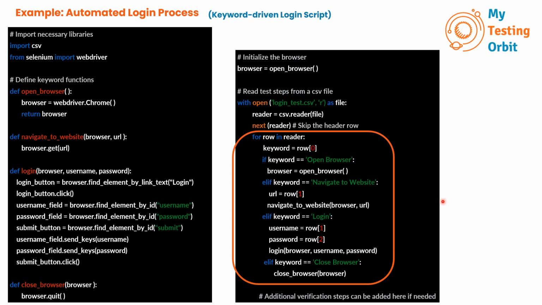For example, if the keyword is open browser, it calls the open browser function to open a new browser instance. If the keyword is navigate to website, it calls the navigate to website function to visit the specified URL. Same if the keyword is login, it calls the login function to simulate a login action. And in the last, if the keyword is close browser, then it calls the close browser function to close the browser instance.